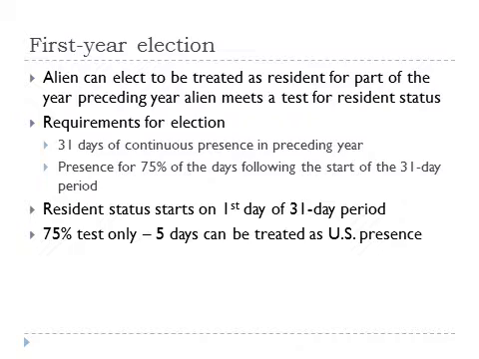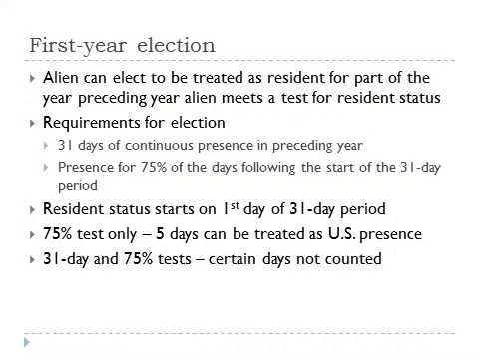For purposes of the 75% test only, up to 5 days' absence from the United States may be treated as days in the United States. For both the 75% test and 31-day test, days on which the person was present as a diplomat, employee of an international organization, teacher, trainee, or student are not counted if the days are disregarded for the purposes of the substantial presence test.